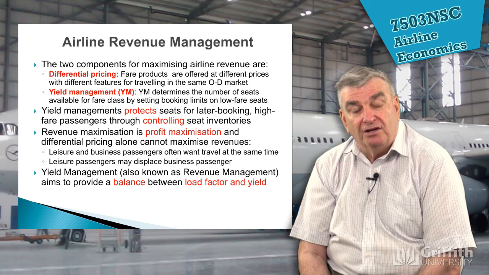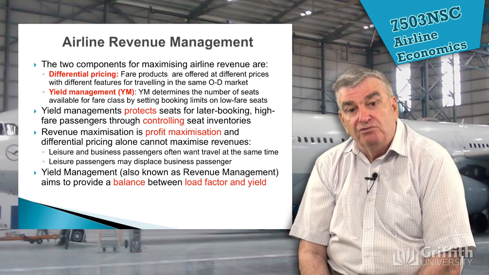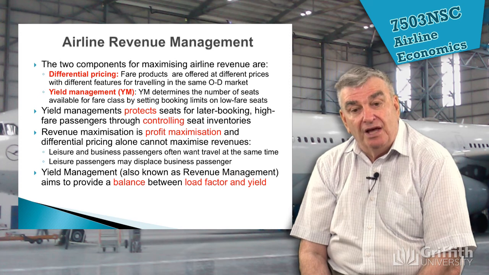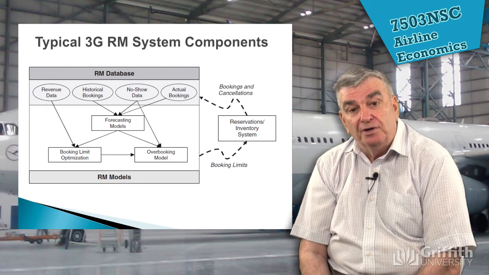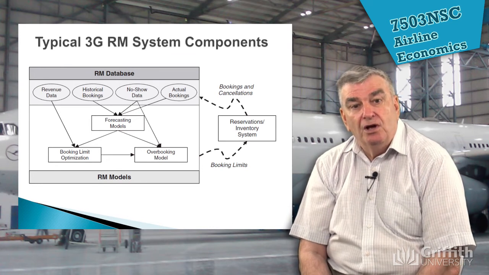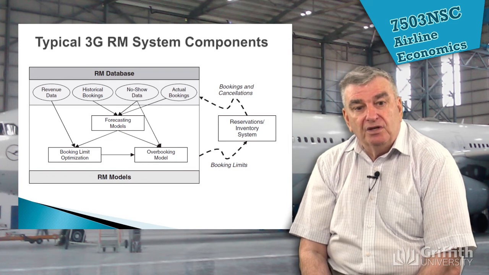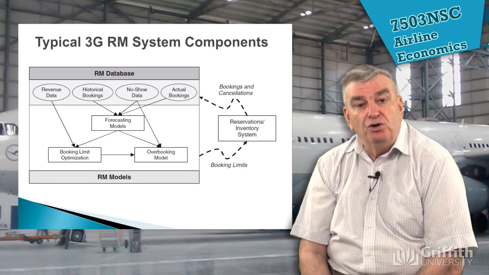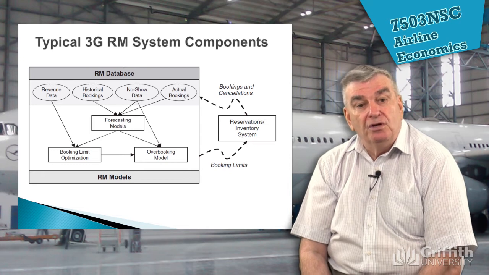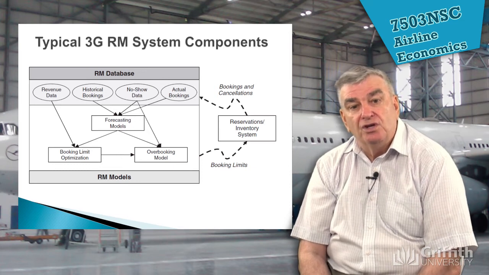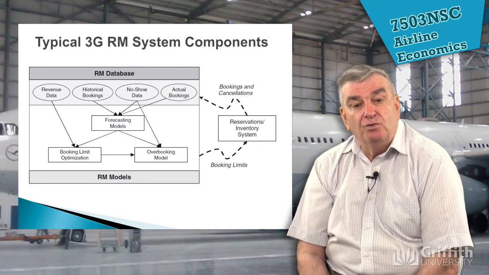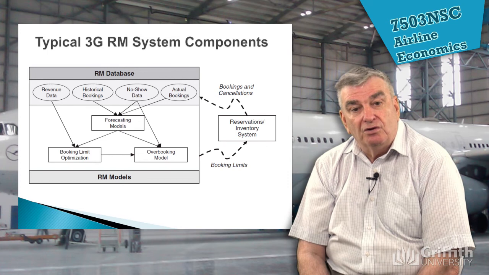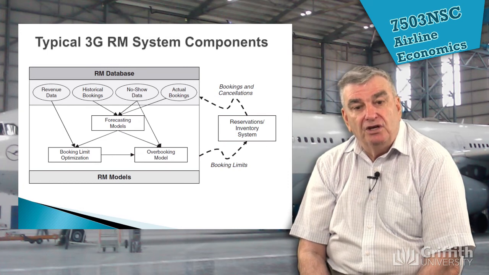So again, what the airlines are trying to do is make sure they get a balance between the load factor, that is, filling the maximum number of seats available, versus the yield, that is, the revenue divided by the revenue passenger kilometres. And we'll be seeing how these formulas work. We'll be looking at a typical third generation revenue management system, and the sorts of things that need to be in the database: the revenue data, historical bookings, no-shows, passengers who don't turn up, the actual bookings coming in, and the forecasting we studied in a previous lecture.